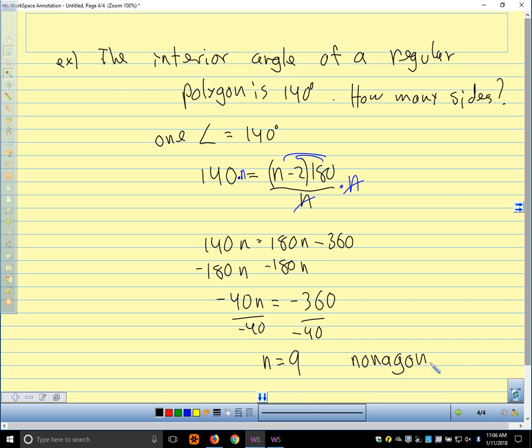What would it tell us if we went through this problem and we got that n equals 7.2? You made a mistake somewhere. We can't have a fraction of a side. So with these problems, you should come up with a whole number. All right, I want to look at one more example. The exterior angle.